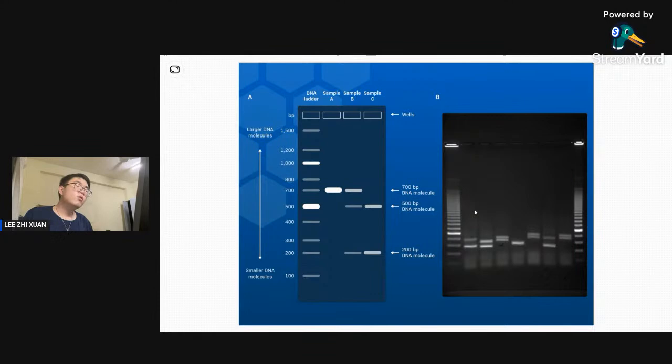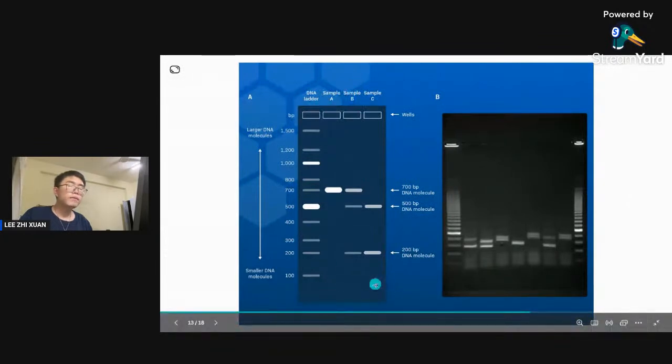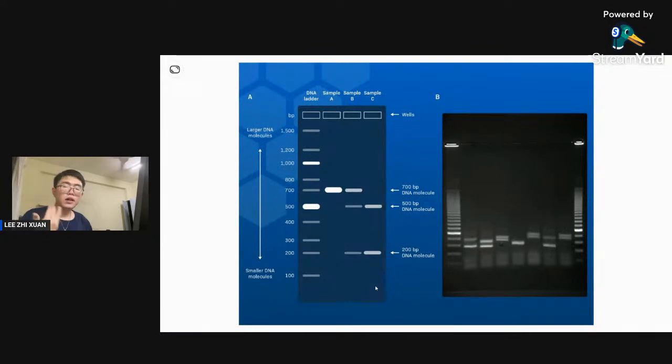Normally the DNA molecule will move toward the anode. This one will be the cathode place, and this one will be the anode. Why? Because DNA is negatively charged, right? I already mentioned that DNA is negatively charged.